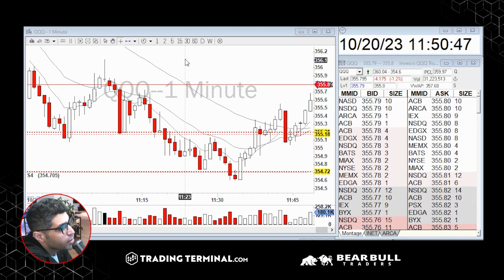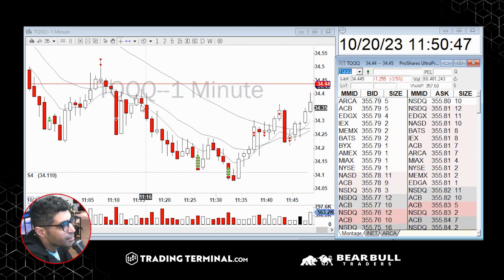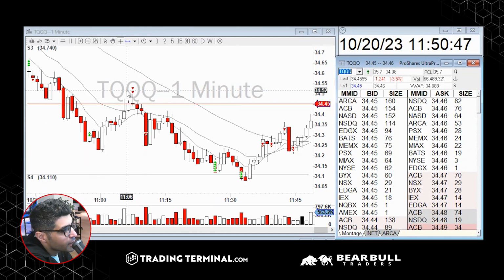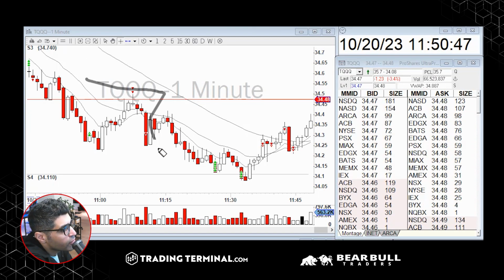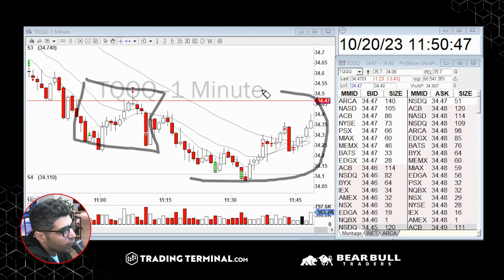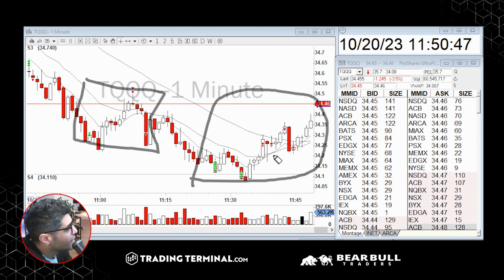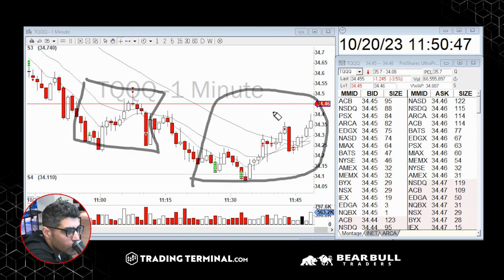So let me show that to you as well on TQQQ. I went long, it came down a little bit and popped up, and I got this move as well. So that was a really, really nice long. Unfortunately, I got out of it a little bit too early, but it's continuing going higher.